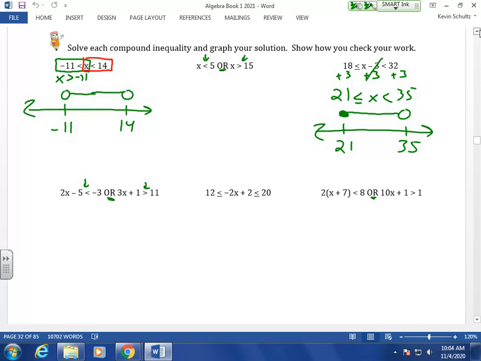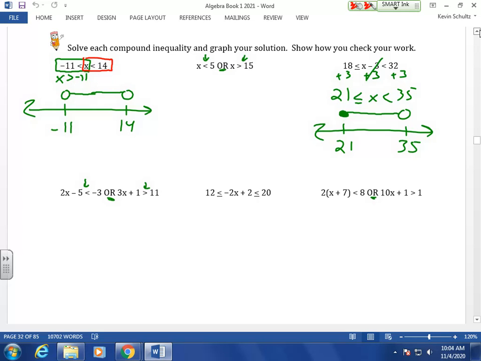You do need to check your work. It does say show how you check your work here. How do you suppose we would check to see if we've done this correctly? Peter? Plug in a value for x. What do you want to plug in? 0. Okay.